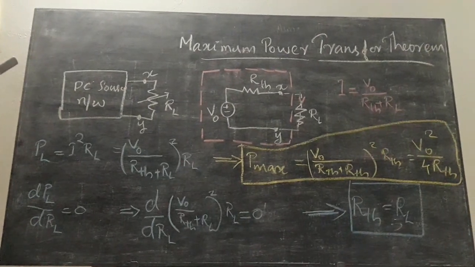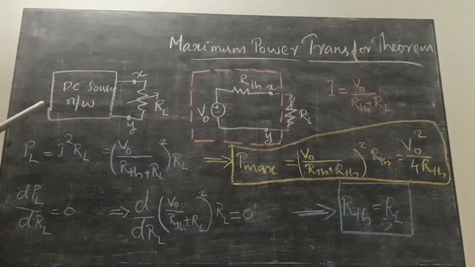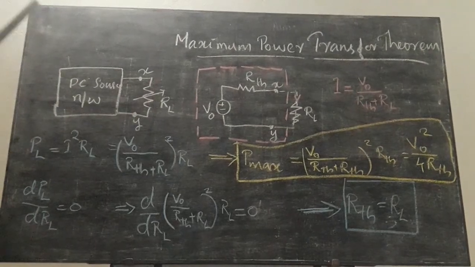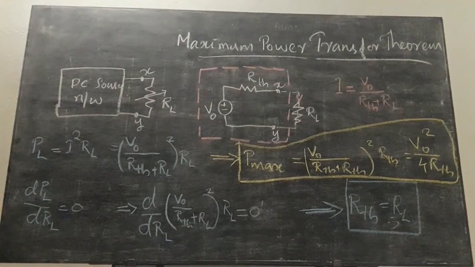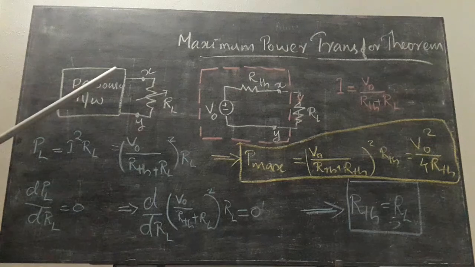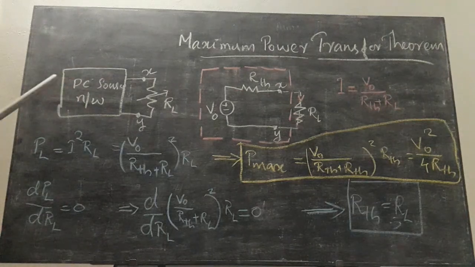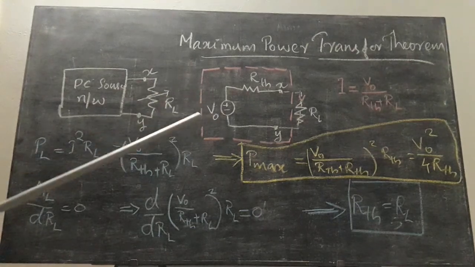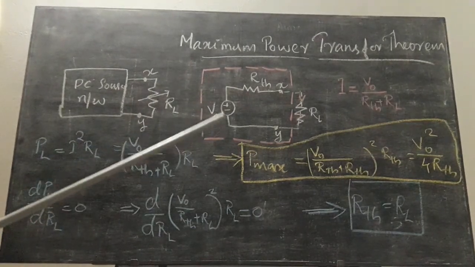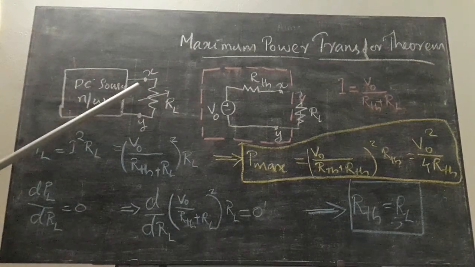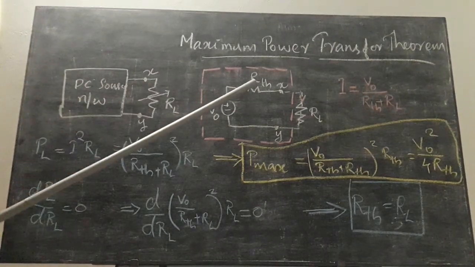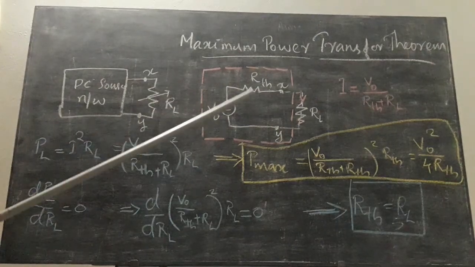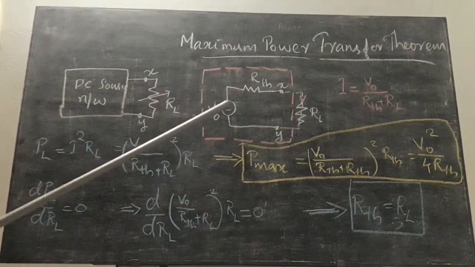In this topic, we are discussing the DC source and the maximum power transferred from this DC source to the DC load. First, we can replace this DC source or DC source network with the equivalent voltage source, that is, the Thevenin equivalent circuit V0 and RTH. And to the equivalent circuit, we connect the load. That is, this circuit is equivalent to this circuit. These two circuits are equivalent.